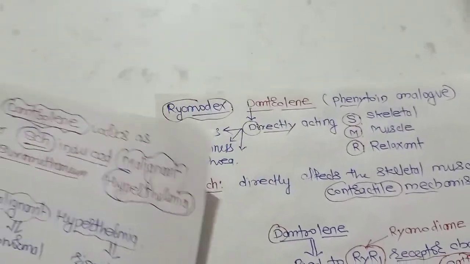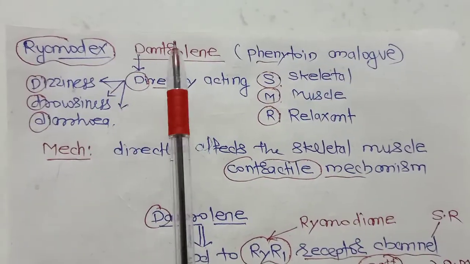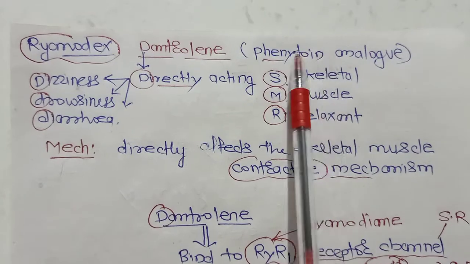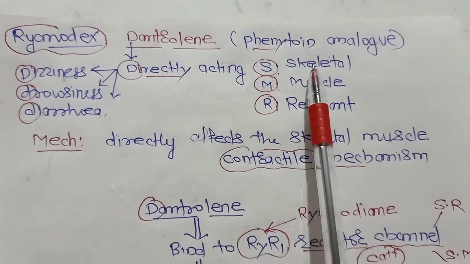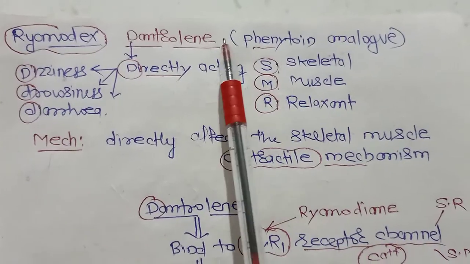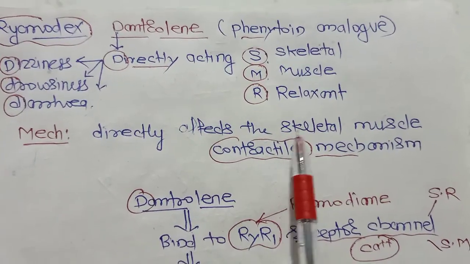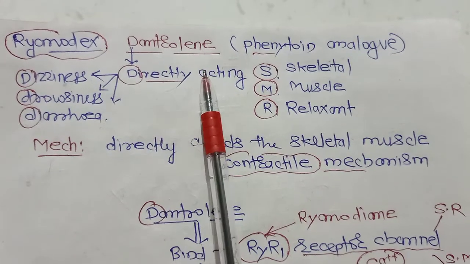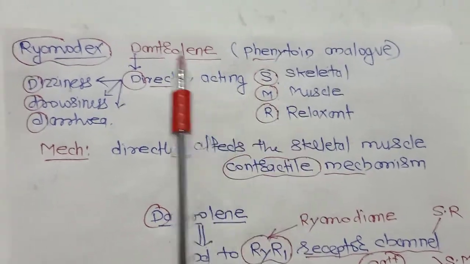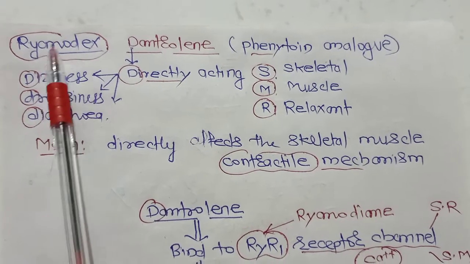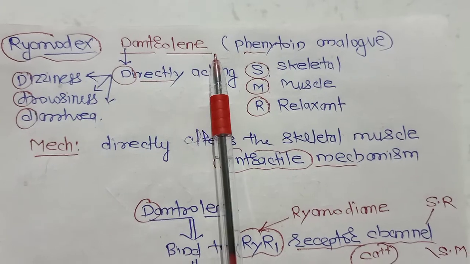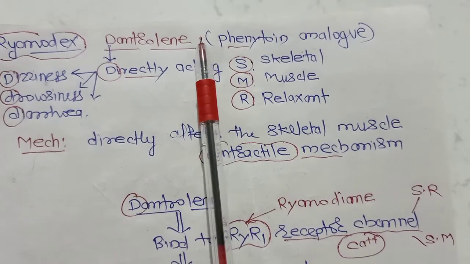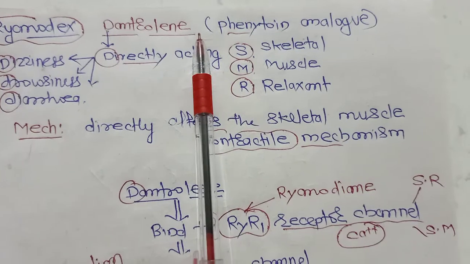For that we should know what dantrolene is. Dantrolene is a hydantoin analog, or phenytoin analog, which directly acts on the contractile mechanism of the skeletal muscle. That's why it is called a directly acting skeletal muscle relaxant. The brand name is Dantrium. And the dose of dantrolene is 1 milligram per kg. If required, you have to repeat the dose.